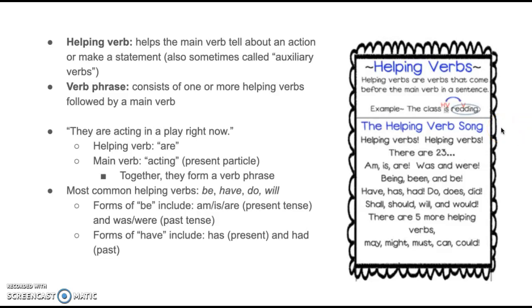Am, is, are, was, and were, been, been, and be. Have, has, had, do, does, did, shall, should, will, and would. There are 5 more helping verbs: may, might, must, can, could.